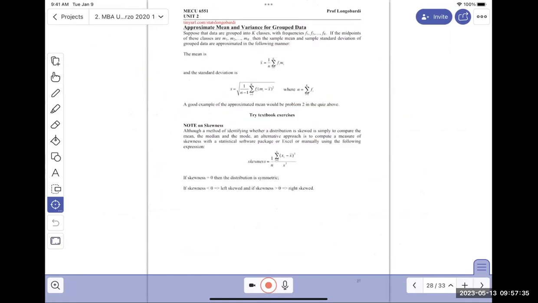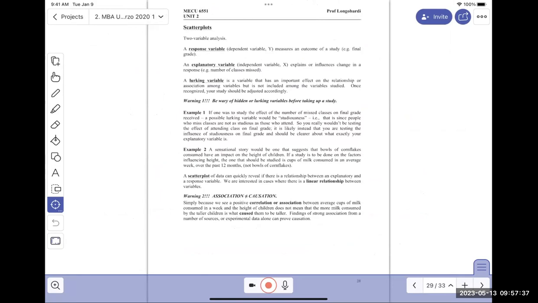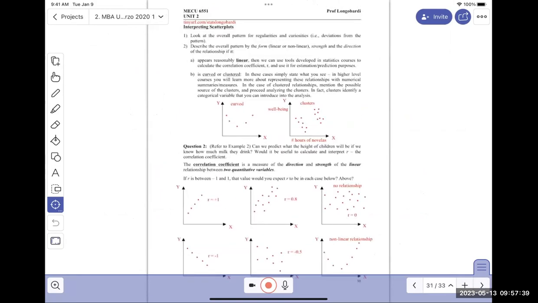Some other exercises for you to try that are old exam questions. And then I begin this discussion of scatter plots. So this is like an introduction to regression, where I took about 2 variables at a time.